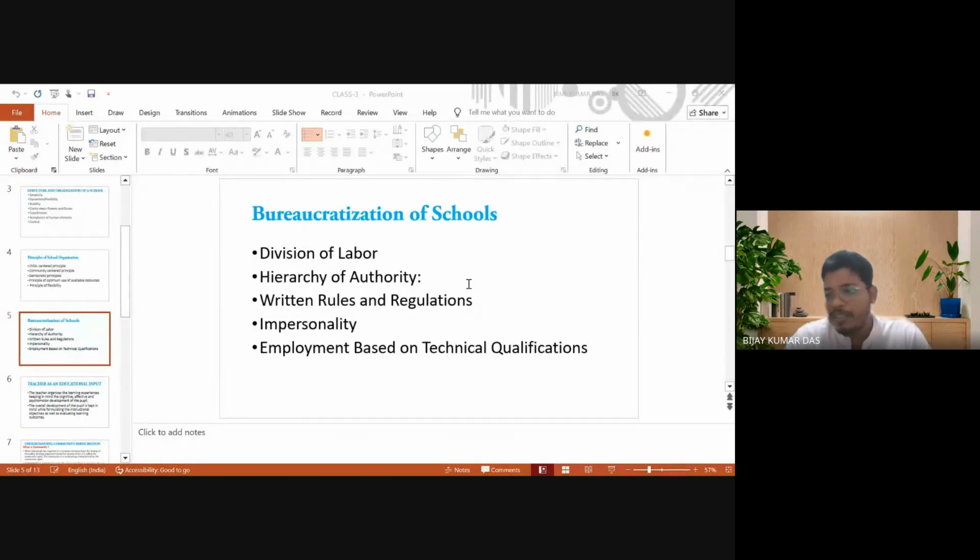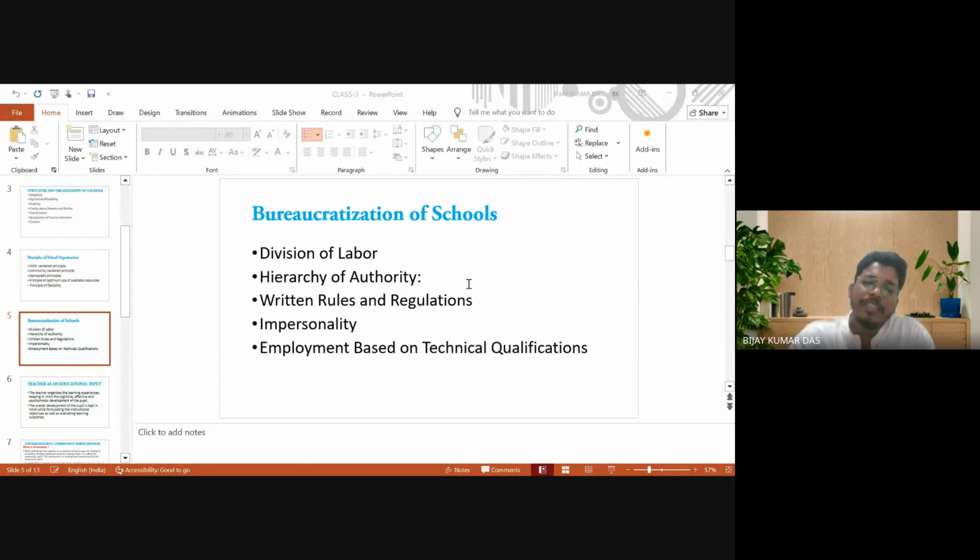Division of labor means sharing the workload among colleagues, teachers, according to their capacity, their capability, their interest, their expertise, language skills. So what would happen? Their performance will be better, their skill will be highlighted, they will be motivated, and the school will function very smoothly.